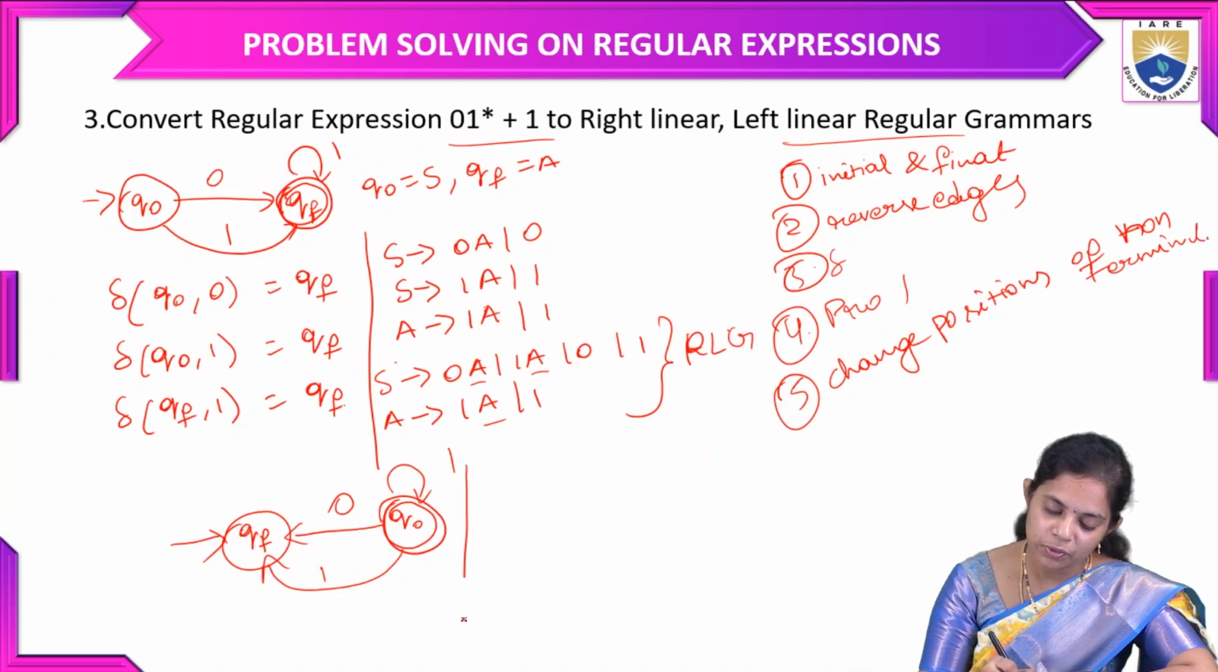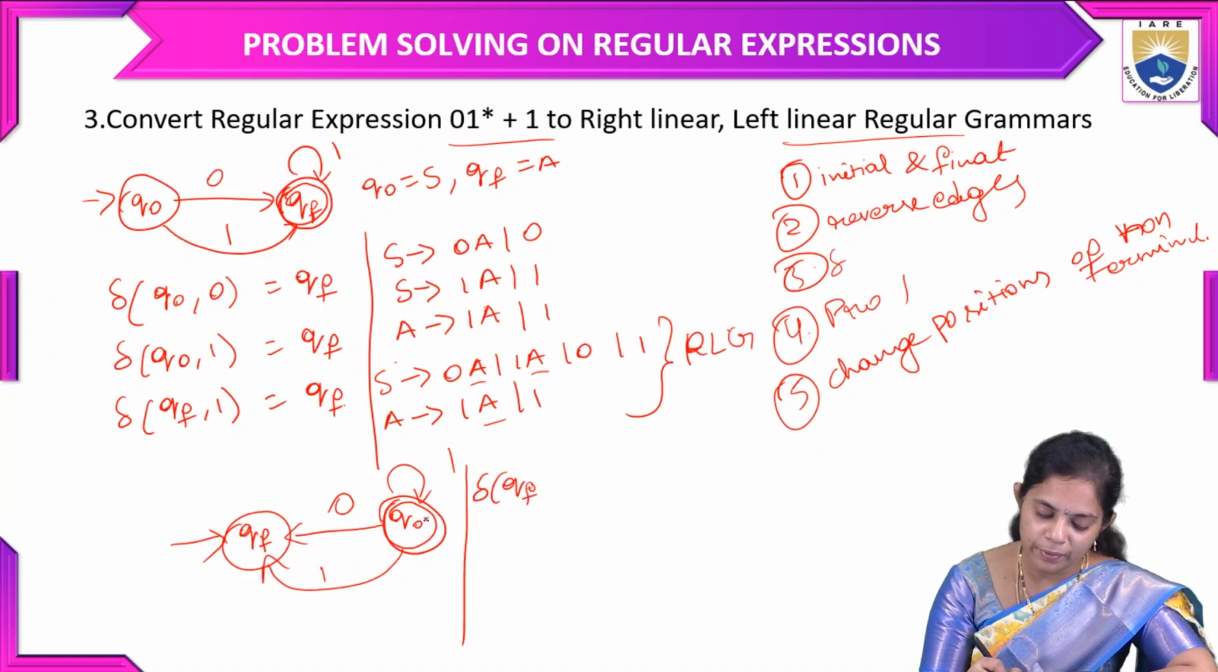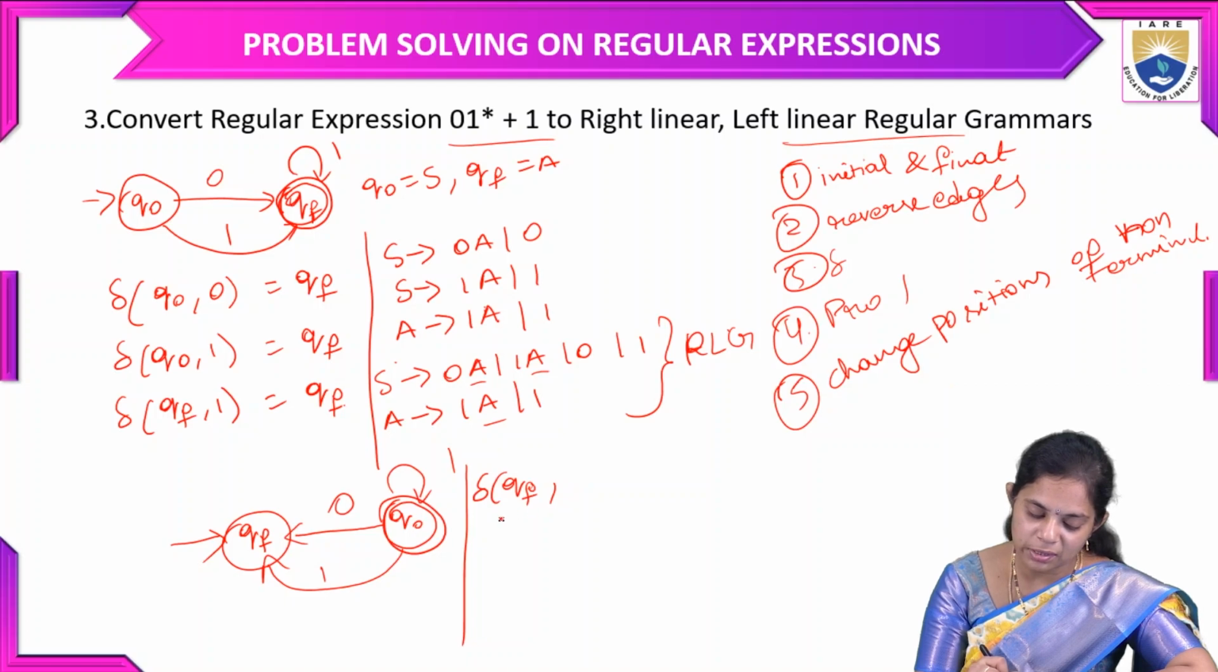So first, what we have to do is delta of QF comma. We have to initiate with the QF. So the initial one is the QF. And what are the incoming edges? So no incoming edges. So with the 0 input, nothing. So QF on 0 is pi.